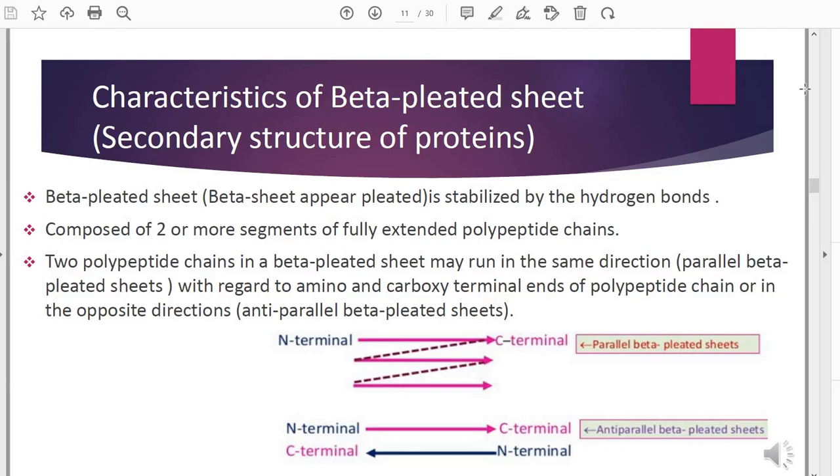The first figure is the parallel beta pleated sheets. They run in the same direction. The N terminal of all of them is at the left side, and the C terminal of all of them on the right side. They are parallel. The next figure is anti-parallel beta pleated sheets. The N terminal is opposite to the C terminal of the other polypeptide chain, and the opposite on the other right side. It's anti-parallel.